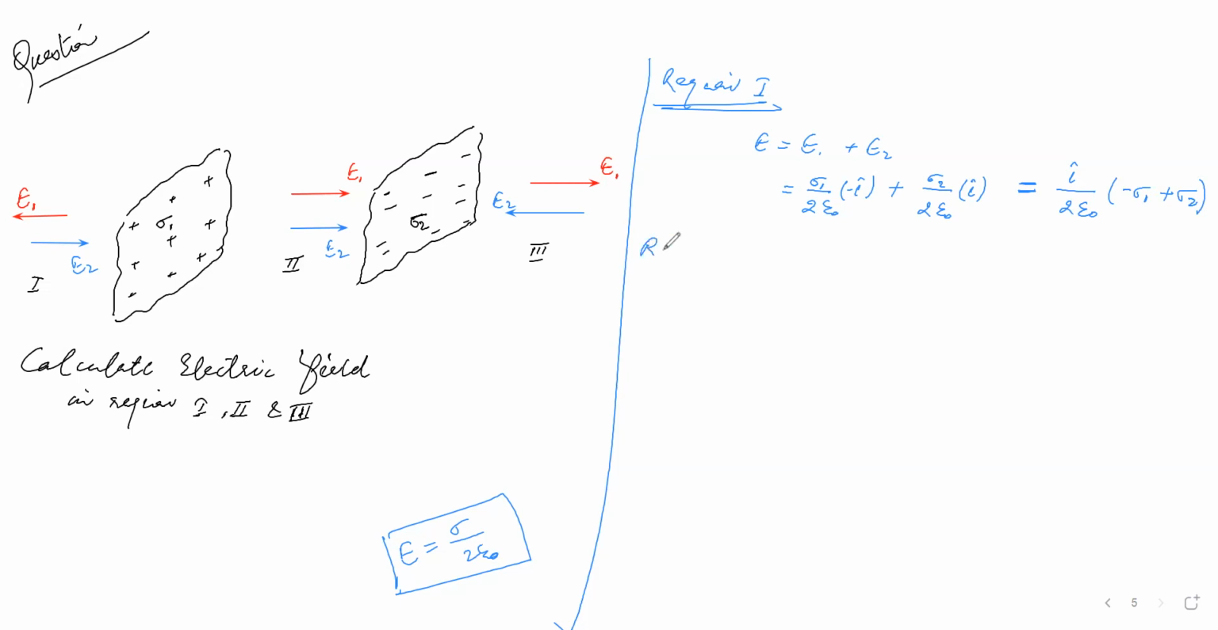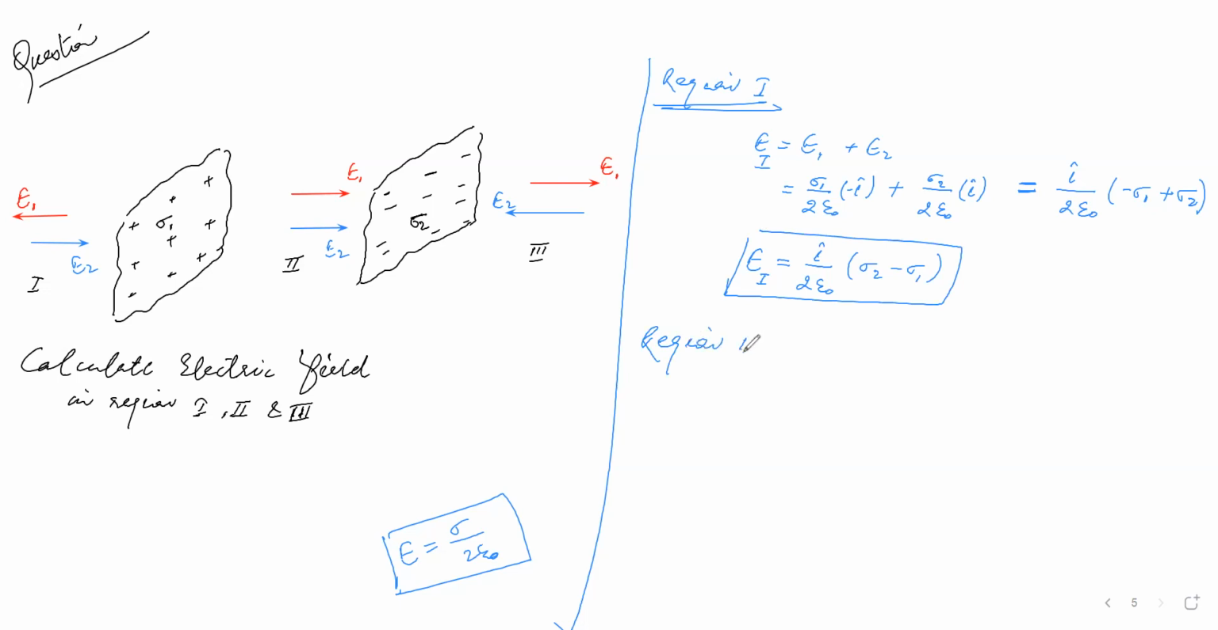Similarly, we are coming to region 2. One second. So we can write again for region 1: it is i cap over 2 epsilon naught, sigma 2 minus sigma 1. This is your electric field in region 1.